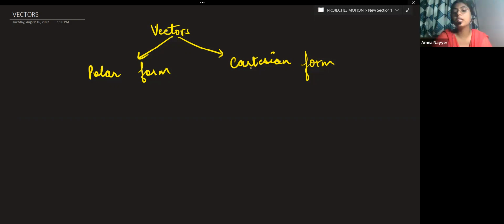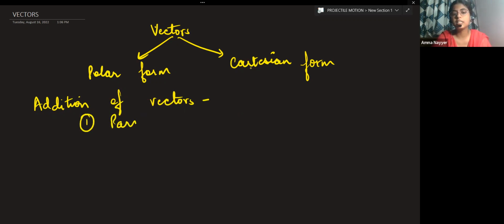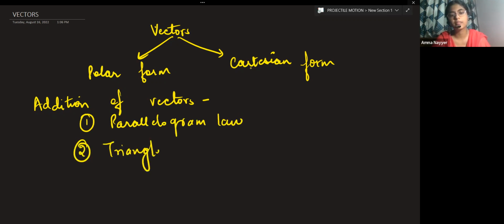Regarding polar form, it means when an angle is formed. You have two vectors which are making an angle. So the addition of all these vectors is given by 3 laws. When we do the addition of vectors, the addition of vectors is given by 3 laws. First is the parallelogram law. Second is the triangle law. And third one, this is what? This is the polygon law.